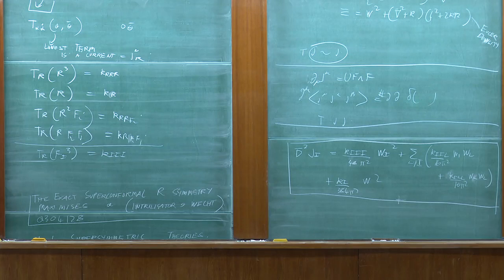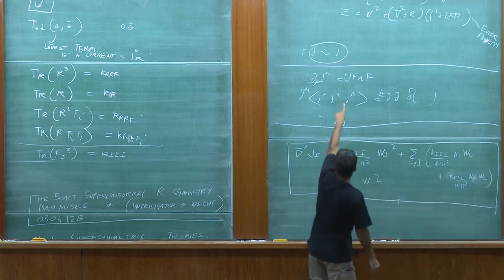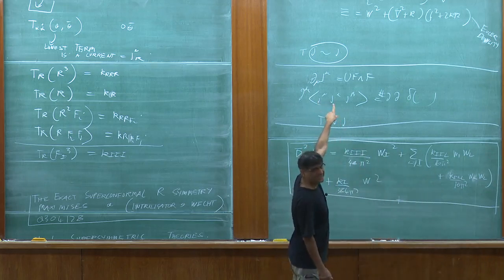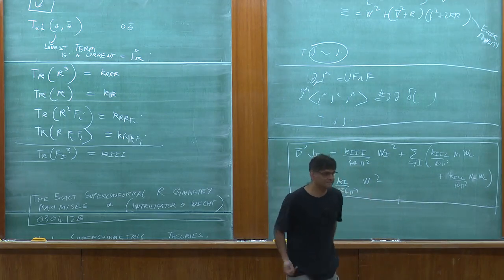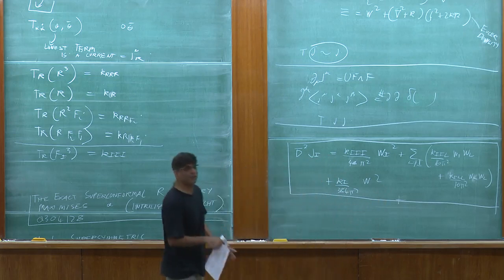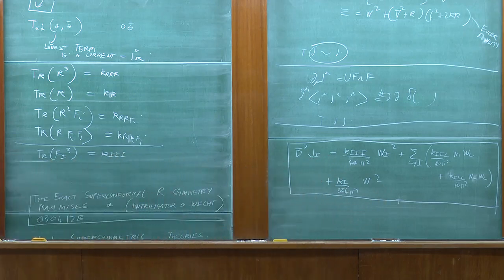Okay? And what is W squared? Well, this W squared is the same thing we saw there. It's the gravitational field strength multiplet. Is this clear? Anything on this equation that you don't understand?